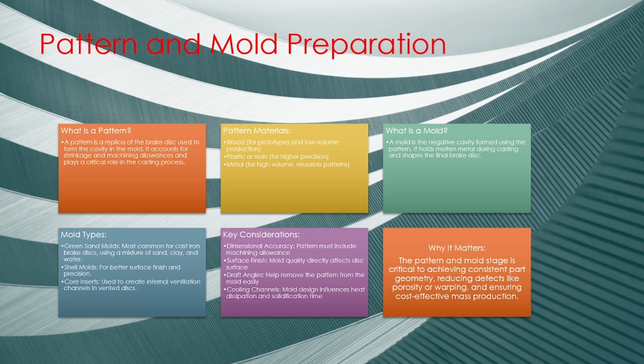Key considerations: dimensional accuracy. The pattern must include machining allowance. Surface finish. Mold quality directly affects the disc surface. Draft angles help remove the pattern from the mold easily. And cooling channels. Mold design influences heat dissipation and solidification time. Why does it matter? The pattern and mold stage is critical to achieving consistent part geometry, reducing defects like porosity or warping, and ensuring cost-effective mass production.